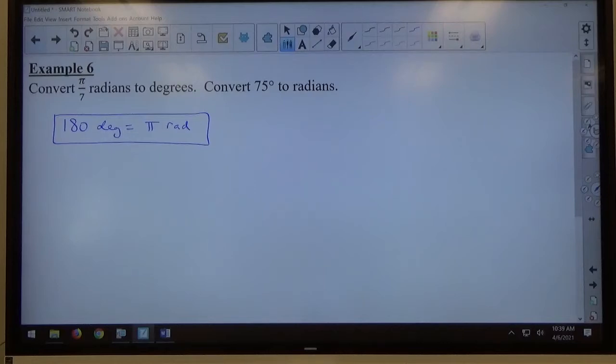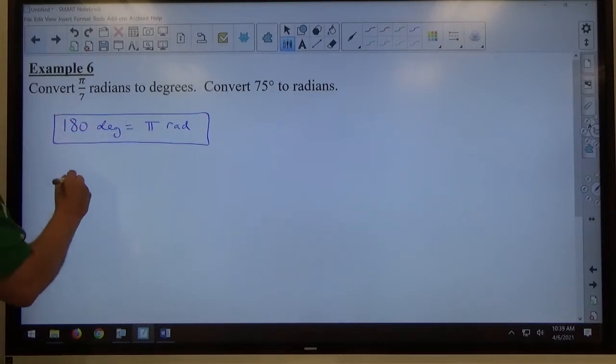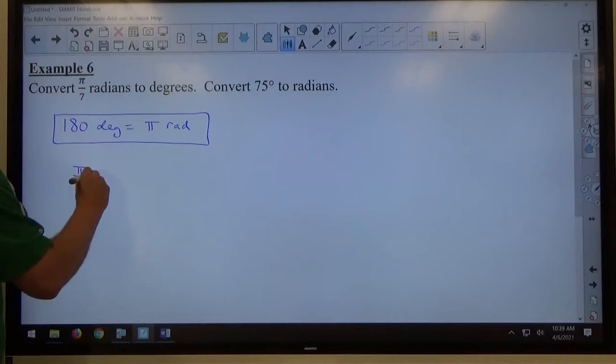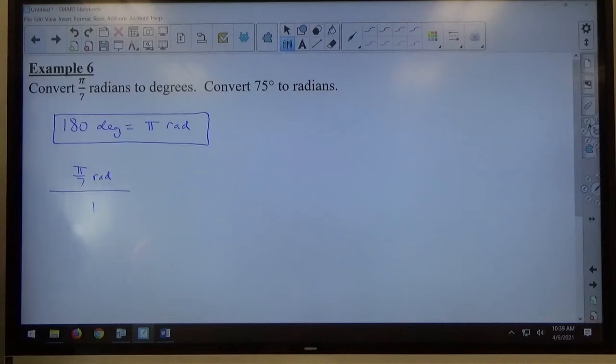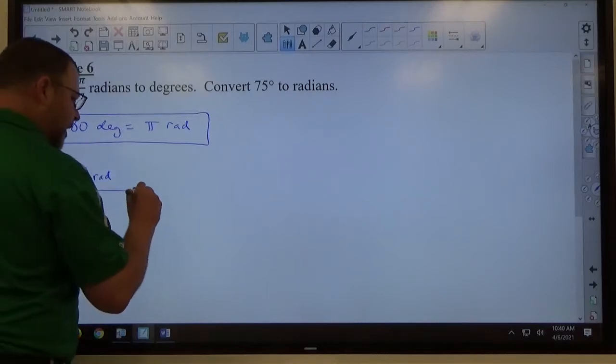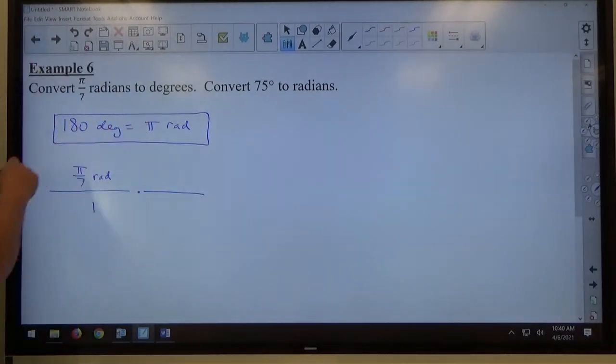Different units, equivalent measures. When we know different units with equivalent measures, it allows us to change from one unit to the other unit with that fact and multiplying by a unit multiplier. So if I've got pi over 7 radians, I'm always going to put the unit I start off with on top over 1. Typically radians is given as a fraction, so put that fraction over 1, that's fine, there's nothing wrong with that. And then the fact that we're going to use is that 180 degrees equals pi radians.